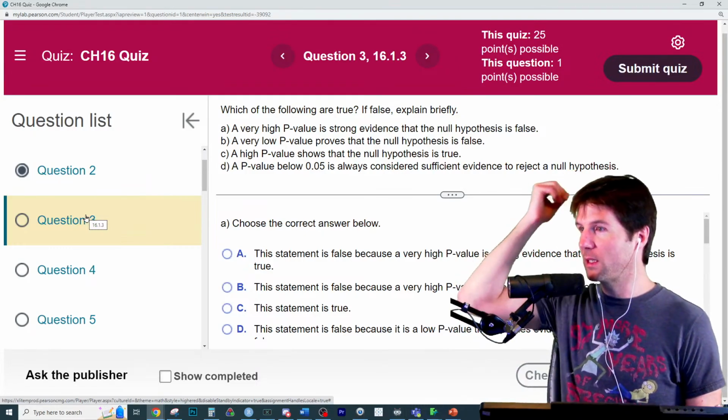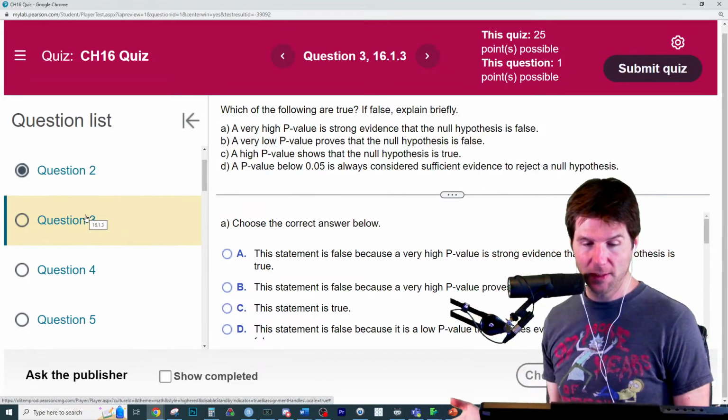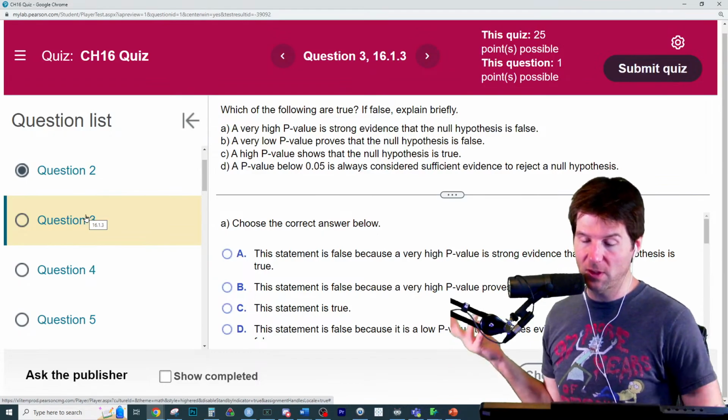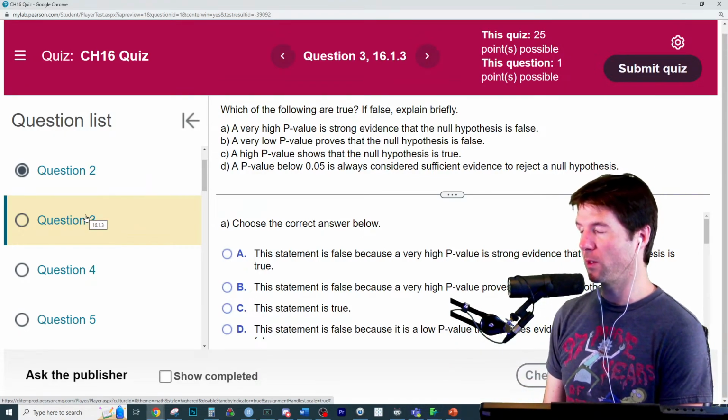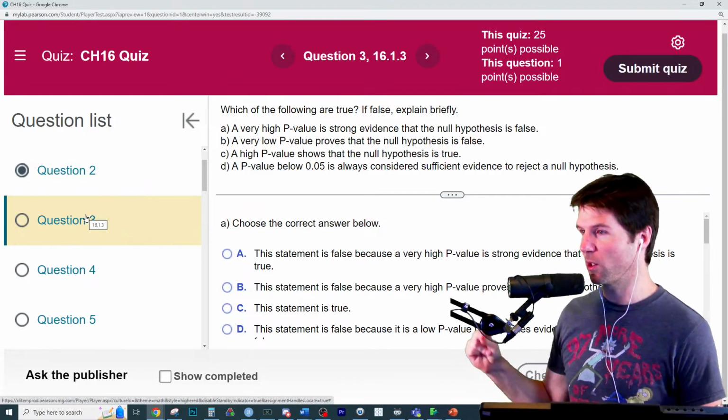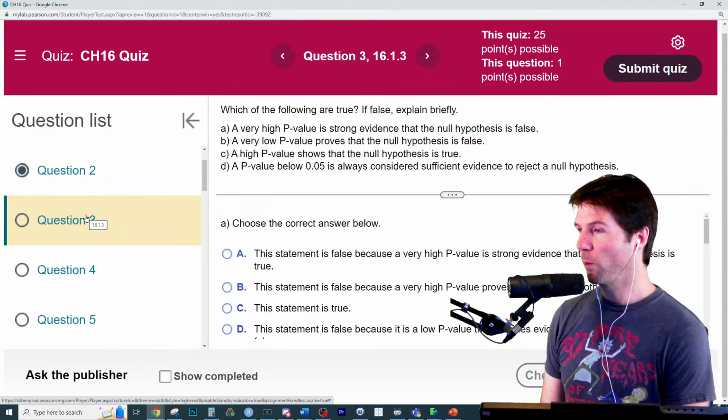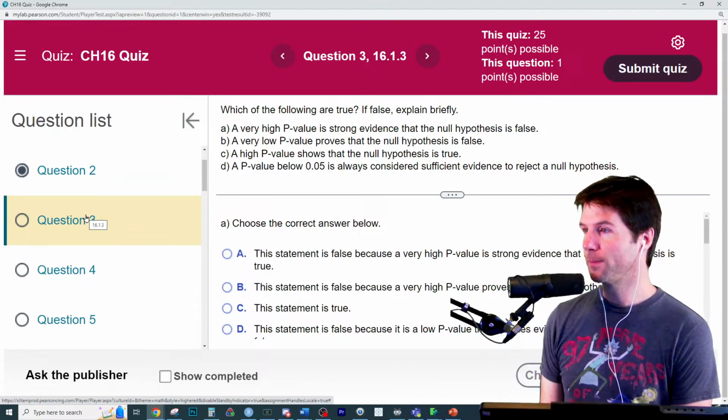We'll do 2 more of these, then we'll switch over. But here, let's do a little practice. A high p-value is strong evidence that the null is false. So when do you have evidence the null is false? When the p-value is what? This one's super easy right here. We can just destroy this one. When do you have evidence the null is false? When the p-value is what?